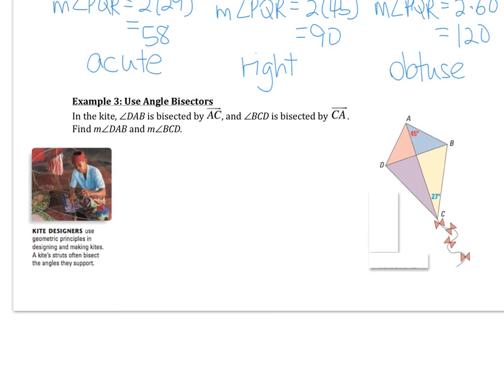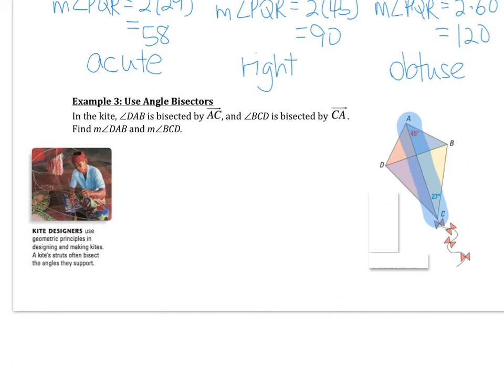Now we apply this to a picture. We have this kite. It says DAB is bisected by AC. AC is this right here, down the middle. And BCD is bisected by CA, so you can see the large angle at the top is bisected and the angle at the bottom is bisected.